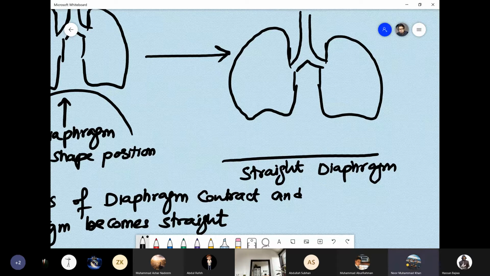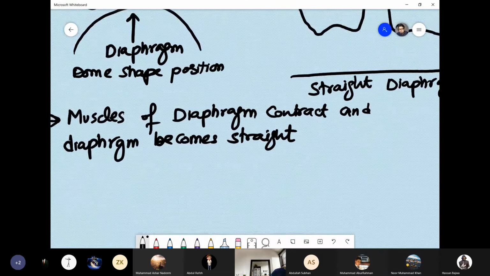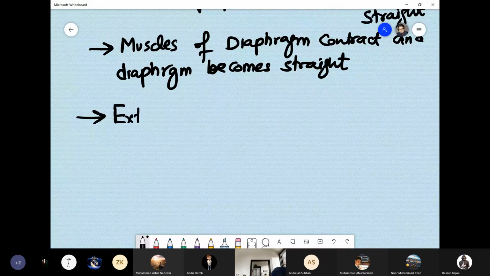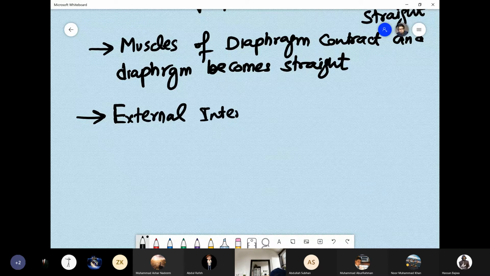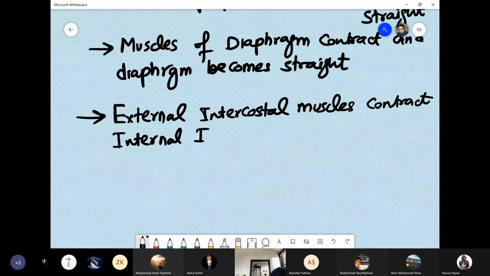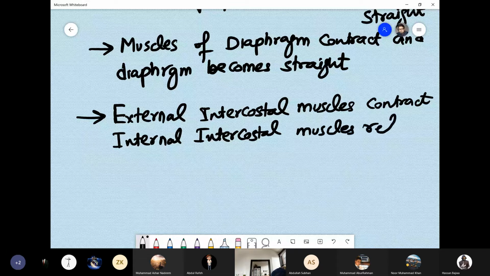Yes, sir. All right. Next step, what happens is that at the same time the external intercostal muscles contract. The external intercostal muscles contract and the internal intercostal muscles relax.